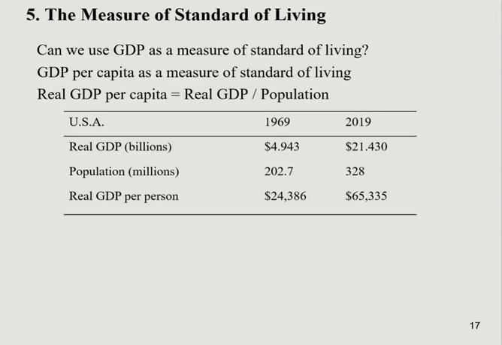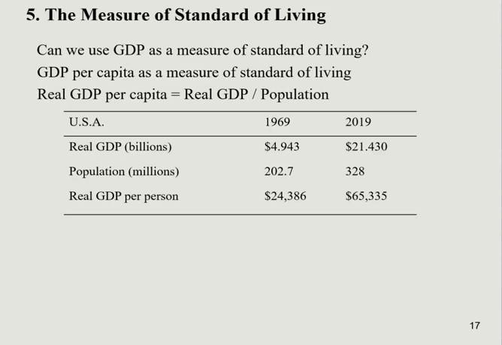However, that doesn't mean the standard of living for a typical American improved by 5 times. One of the reasons is there's also a growth of the American population. In 1969, that number is a little above 202 million. In 2019, it's 328 million. In other words, when our economic pie became bigger over these 5 decades, the population also grew.